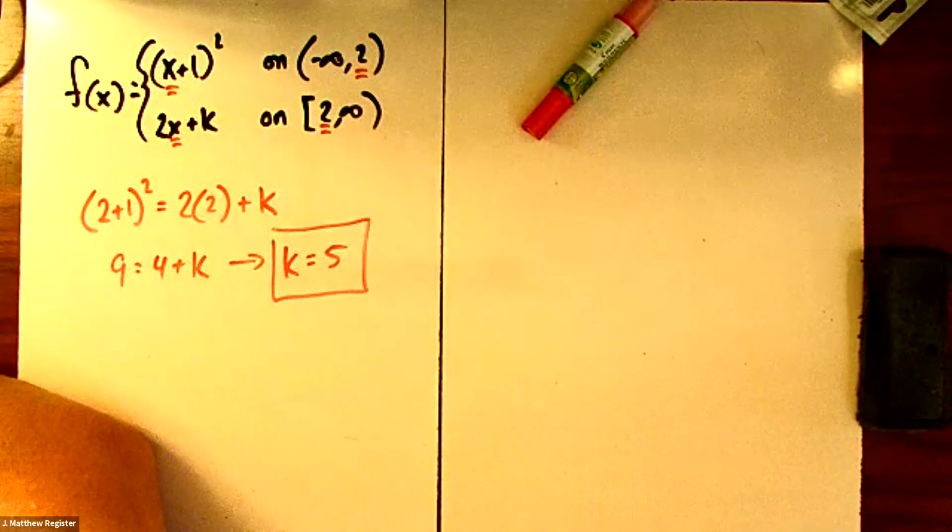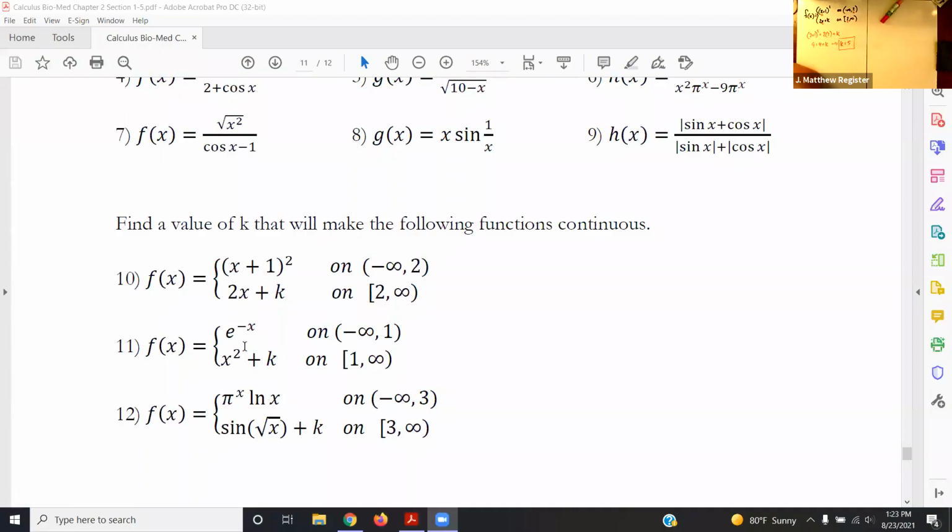The others are very similar. And so, share the screen real quick. In this case, we only have to worry about 1. And so we can plug 1 in, and we'd get e to the -1 is equal to 1 squared plus k. And then you just have to solve for k.